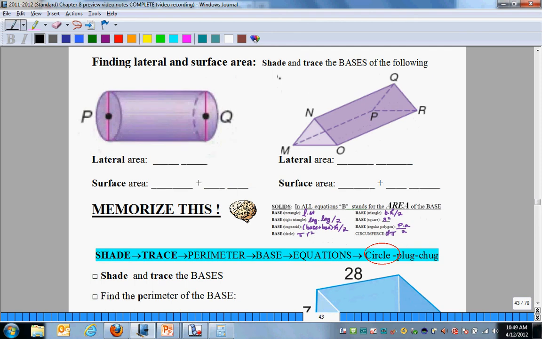To find the lateral area of a prism or a cylinder, it's simply 2 steps. The lateral area is going to be the length of the perimeter times height, and height is the distance between the bases. Height does not mean up and down. Height is distance between bases.